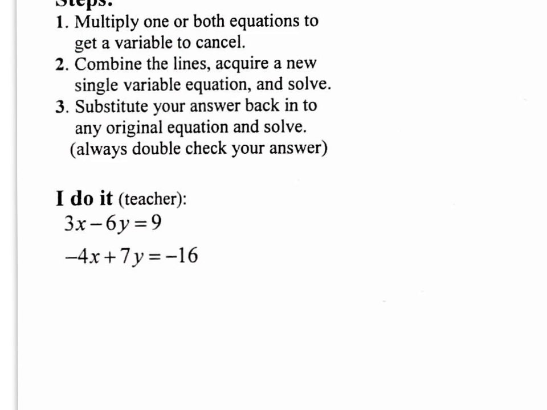So let me just read that first step. I already read it, and let me do that first step right here, and you guys just follow along and watch me do it, and let me know if you guys are stuck, raise your hand, I'll stop. So it says multiply one or both equations to get a variable to cancel.